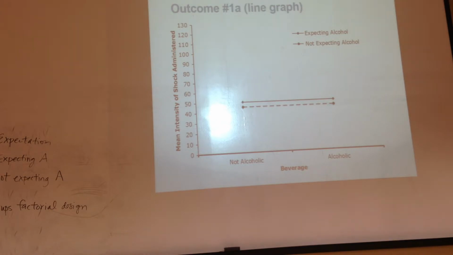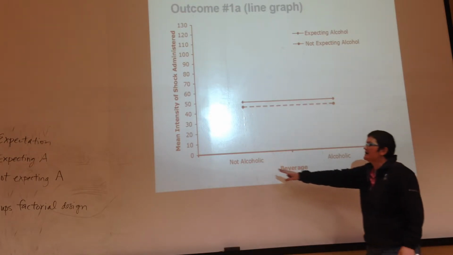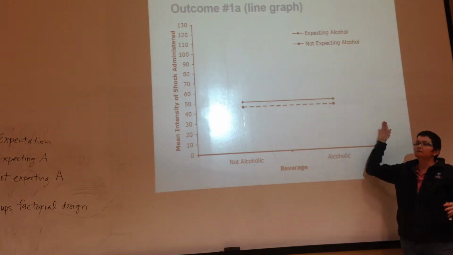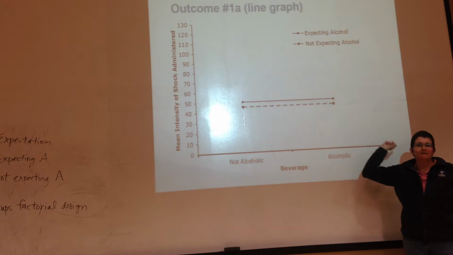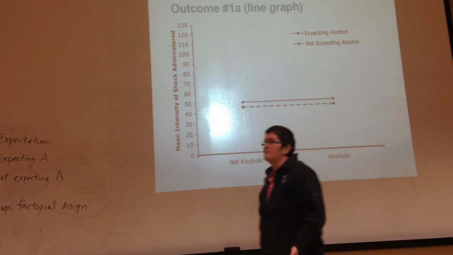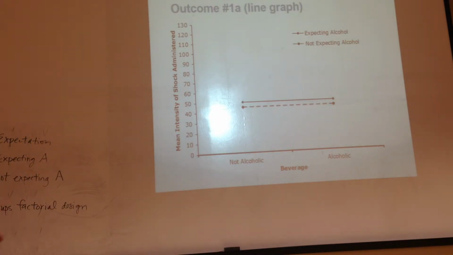0. Those lines are completely flat. Okay? Slope of 0. Nothing's happening here. Okay? It makes absolutely no difference whether people had a non-alcoholic beverage or an alcoholic beverage. Makes 0 difference. Those scores are exactly the same for those two categories. So we have no main effect of beverage. Makes no difference whether people got alcohol or didn't get alcohol. They shopped exactly the same amount.